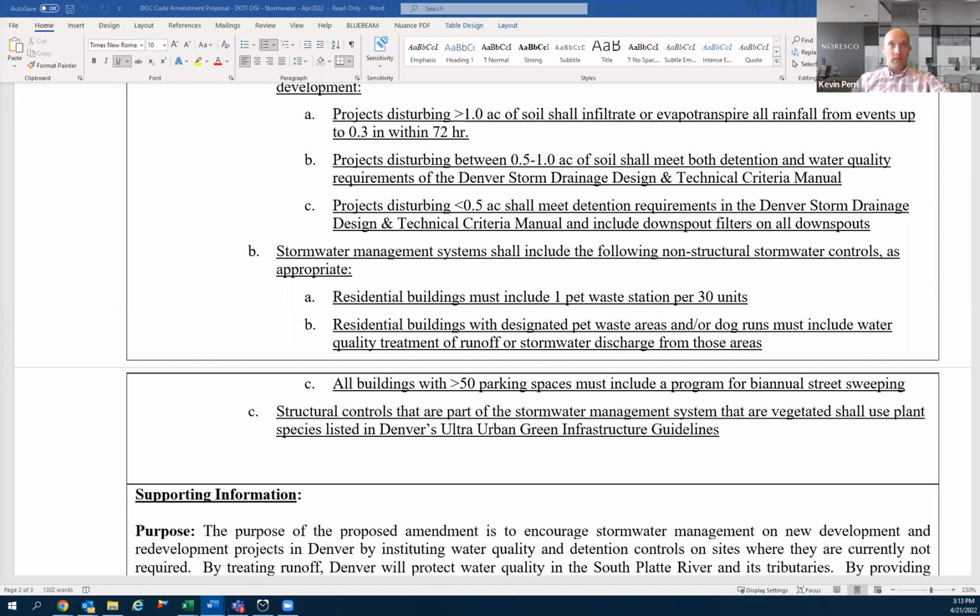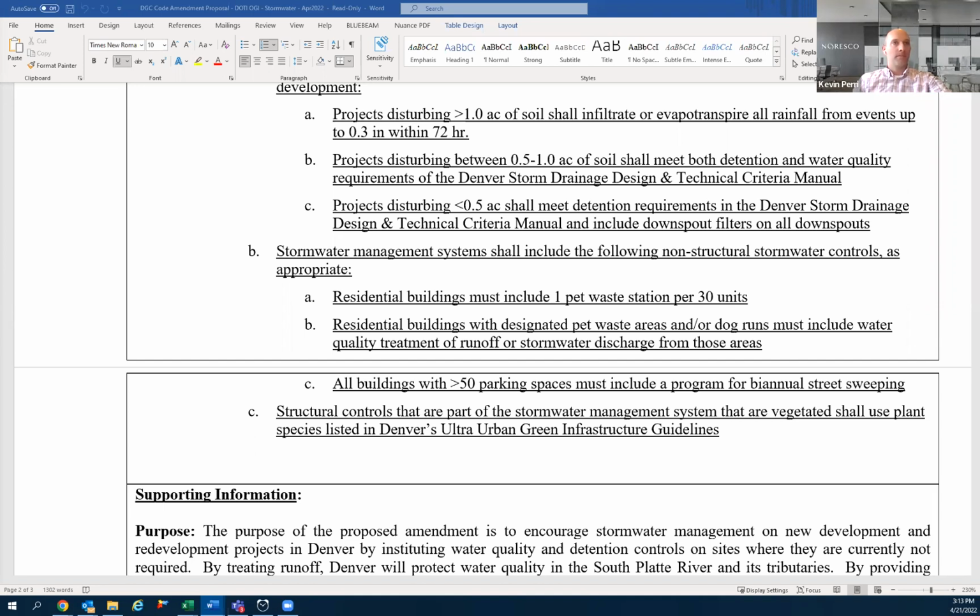Okay, seeing that there are no more questions and we had nobody speak up in support or opposition, we will now move to the discussion portion. This is the portion where the committee can have further discussion or make a motion.